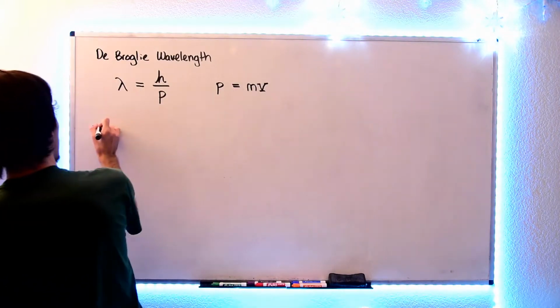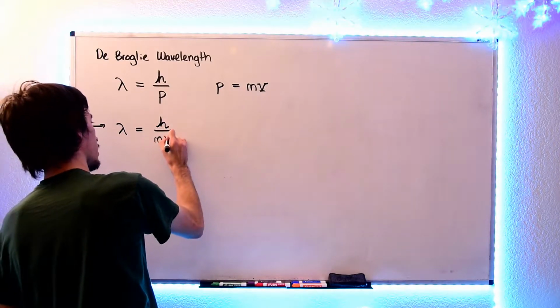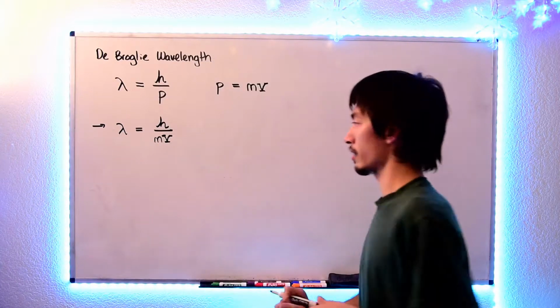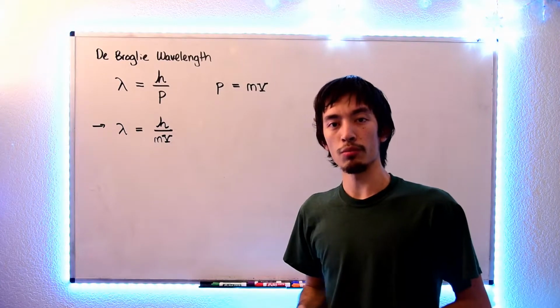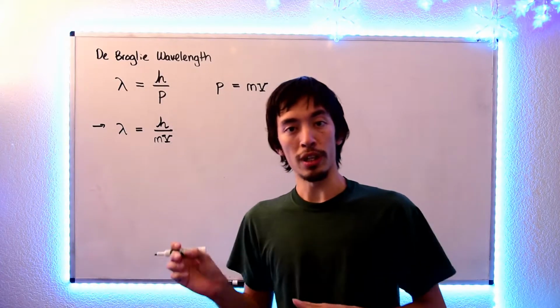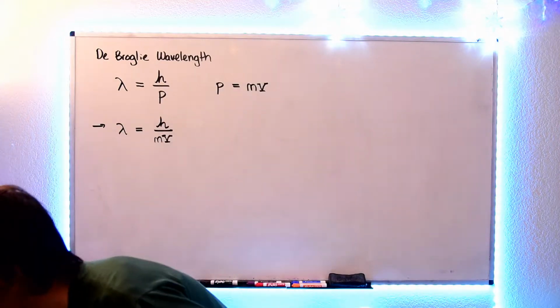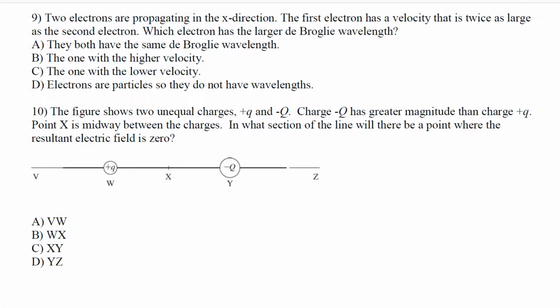So this means that we could say that the wavelength is Planck's constant divided by mass times velocity. So for this question, we're saying that between the 2 electrons, let's call them A and B, the first electron, electron A, has a velocity which is twice as large as the second electron, electron B. So let's write that down on the side.